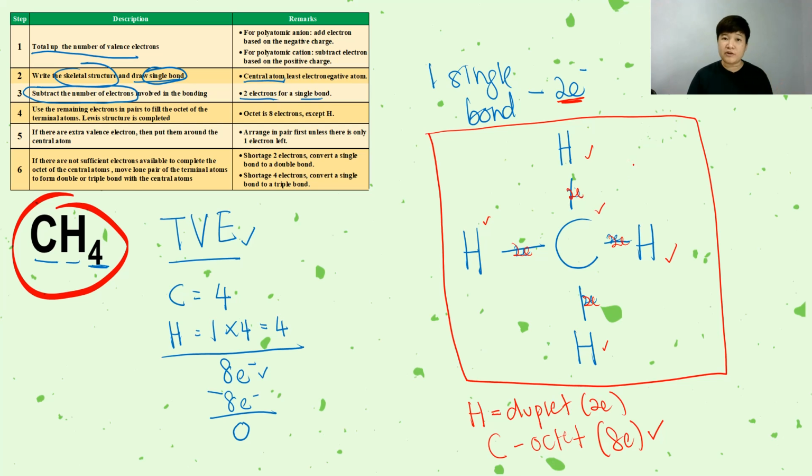And since everyone in there is happy with duplet and octet, therefore, that is the Lewis structure of CH4. Simple. Alright, don't worry if you don't get it now. We are going to do a lot of exercises today with a lot of covalent compounds, so you will get it at the end of this video. Stay with me until the end.